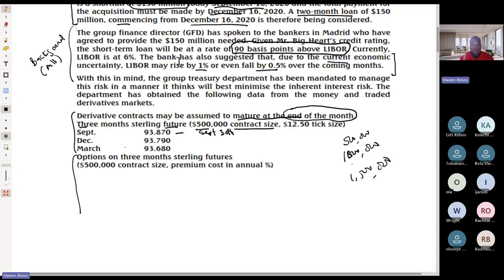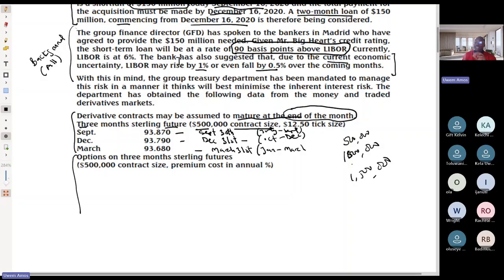So our next one will mature December 31st. The next one will mature March 31st. And because there are 3 months futures, this one will be January to March, this would be October to December, and this would be July to September.